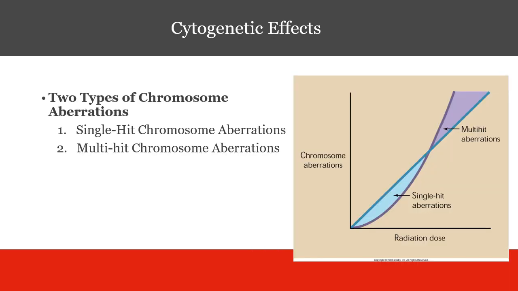There are 2 types of chromosome aberrations: single hit and multi-hit. Literally, the chromosome was hit once or more than once. Single hit chromosome aberrations follow that linear non-threshold dose-response relationship, and they start off at 0, so it's non-threshold in both cases. The multi-hit follows a non-linear dose-response relationship, so non-linear, non-threshold.